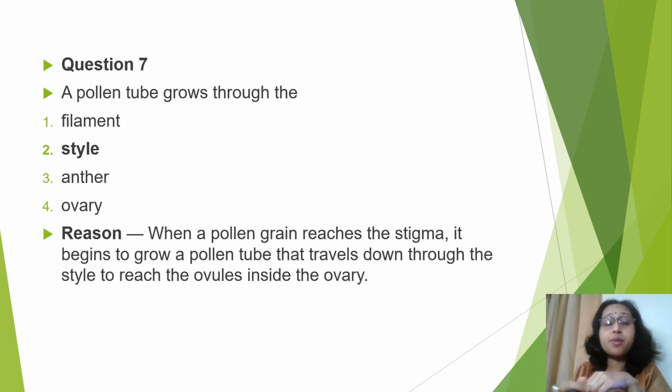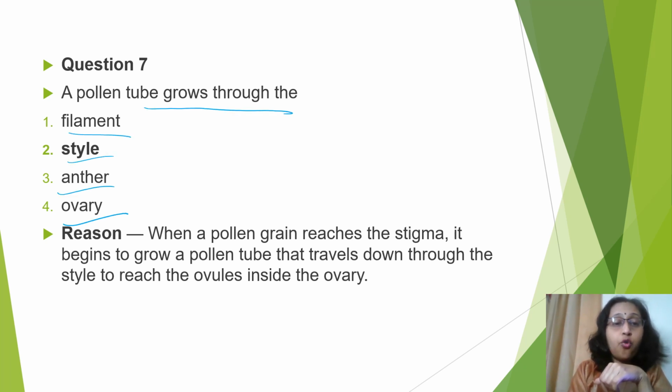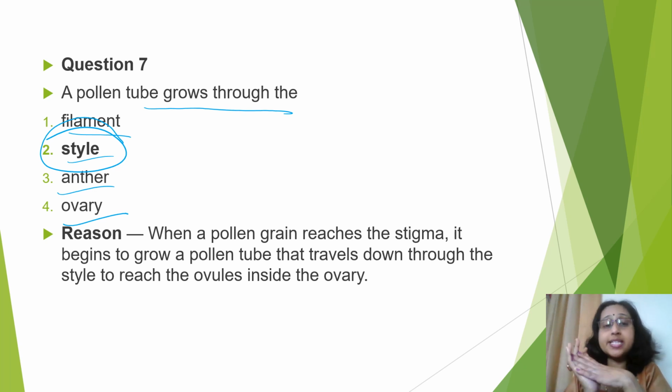Now next comes question number 7. A pollen tube grows through the filament, style, anther or ovary. No, it is always growing through the style. A pollen tube is growing through the style.